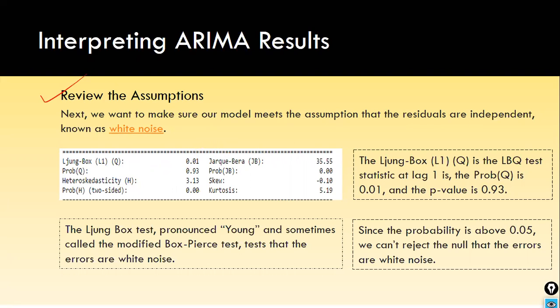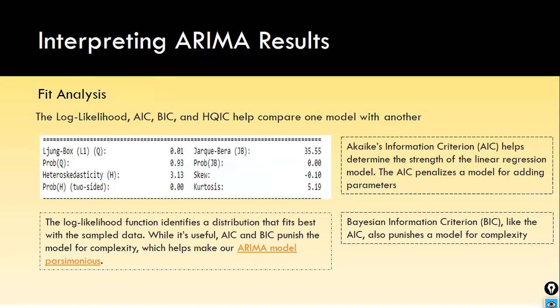Now we want the model to meet the assumption that residuals are independent. Like a linear regression model makes assumptions, similarly, the ARIMA model also makes some assumptions. The error residuals are independent. If they are independent, it is called white noise. The residuals should be independent, so we are not able to reject the null hypothesis. We can say white noise. That means the residuals are independent.